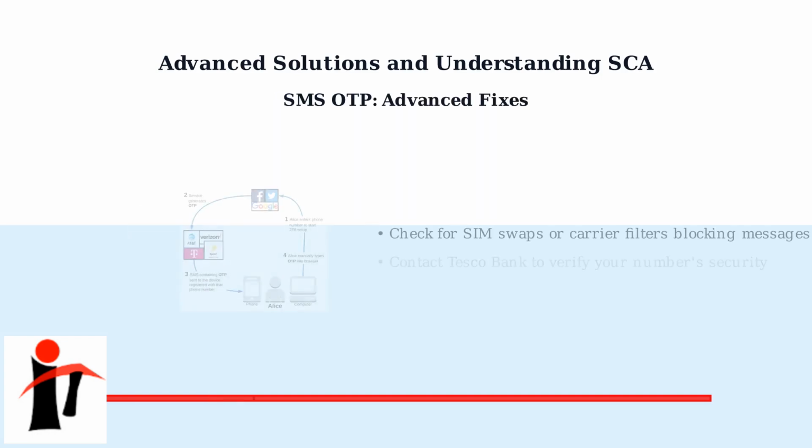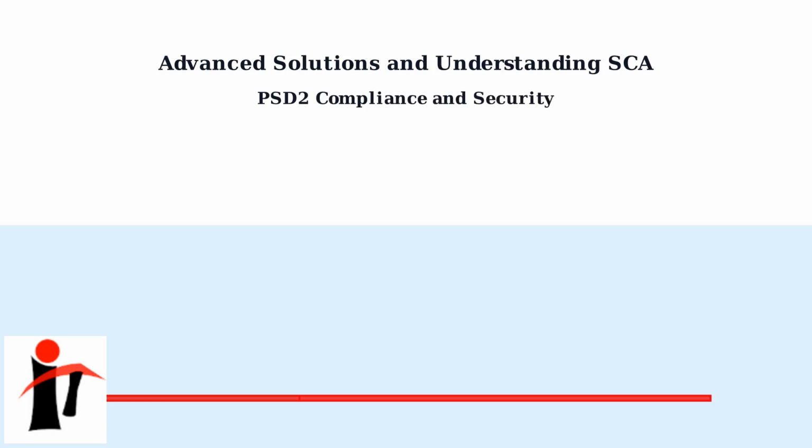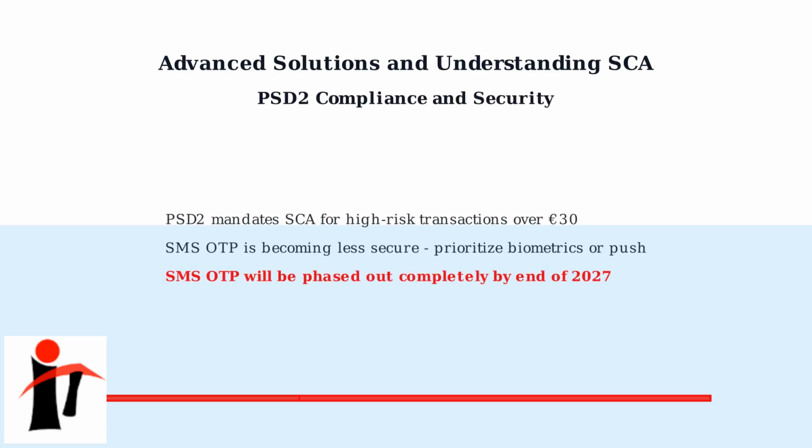SMS OTP issues could stem from SIM swaps, where someone gains access to your number, or carrier filters that block messages. Contact Tesco Bank directly to verify your phone number's security and resolve any potential compromises. Remember, PSD2 regulations mandate SCA for transactions over €30 to prevent fraud.